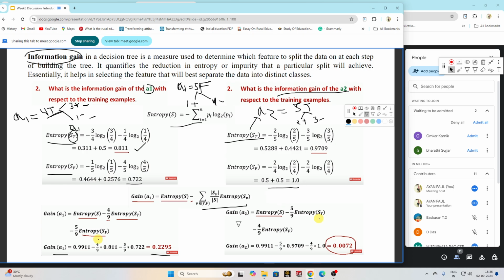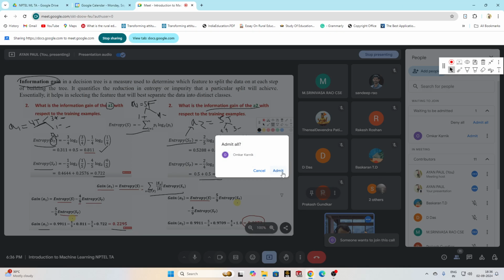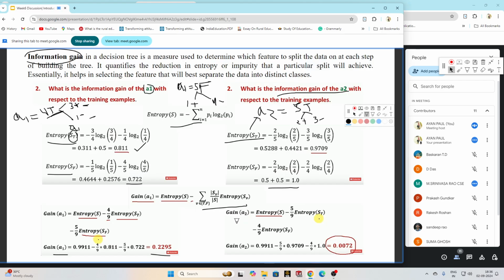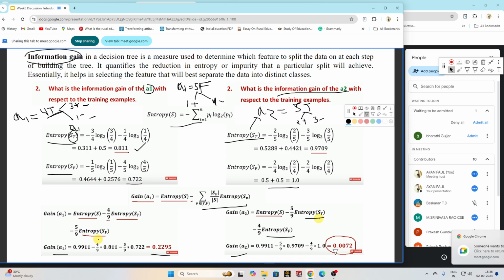And again we will find the information gain. Same thing, but here the proportion will change, because there are 5 true examples and 4 false examples here in your A2. So that is why minus 5 by 9 entropy of true and minus 4 by 9 entropy of false. By that we can find out the information gain, and the information gain here is coming 0.0072.